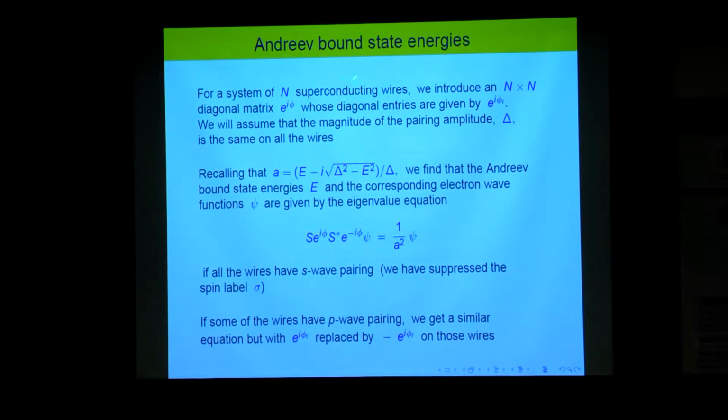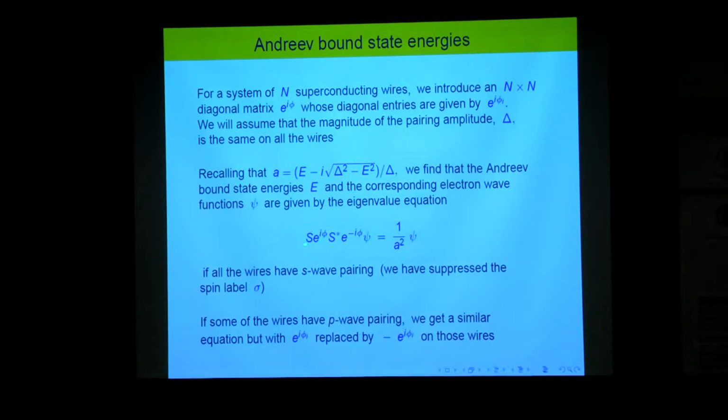So just for mathematical convenience, if you have a system of n wires, let's say you introduce an n by n diagonal matrix, which I'll call e to the i phi. So this is just a matrix whose diagonal entries are given by e to the i phi_i, where i goes from 1 to n, for labeling the different wires. And as I said, we'll assume the magnitude of all these pairing amplitudes are the same in all the wires. Then there is this very important equation which was actually first found by Beenakker in a very influential paper.